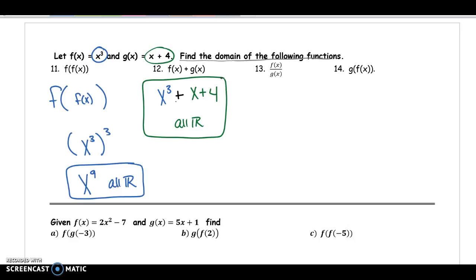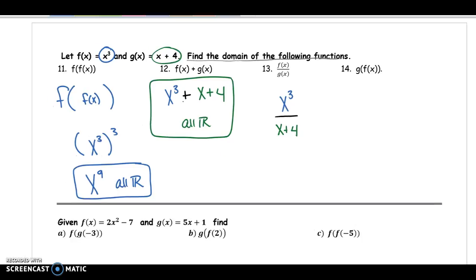Number 13 is a classic domain restriction problem because we are dividing. Our f of x function is x to the third divided by our g of x function, x plus 4. If there's addition in the denominator or in the numerator, you can't simplify the x's. So I know it's x to the third over x, but because that x on the bottom is x plus 4, you can't simplify the x's. It's stuck. It's like x plus 4 is in parentheses.